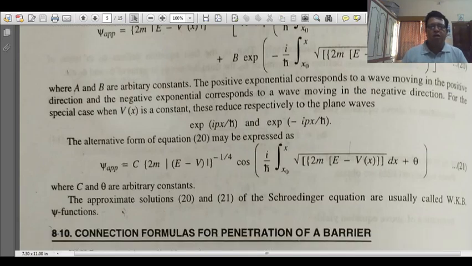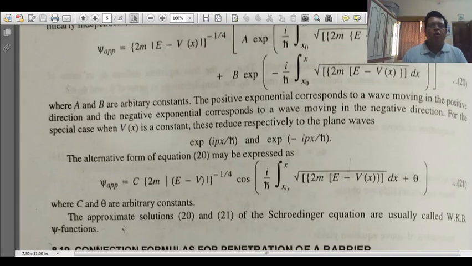In the next lectures, we are going to learn the connection formulas for penetration of a barrier, the barrier problem, and the alpha decay problem, that is, the applications of this method. Thanks to all of you.